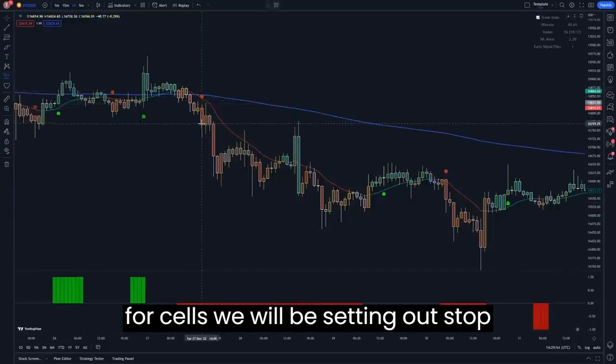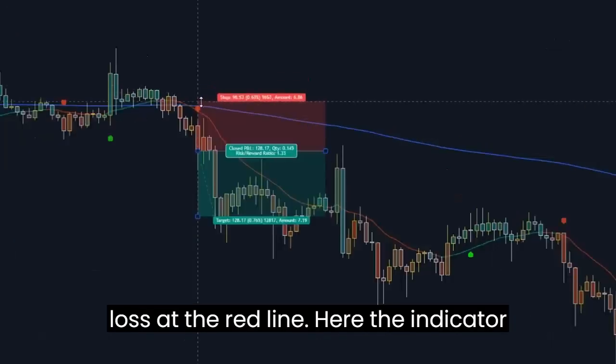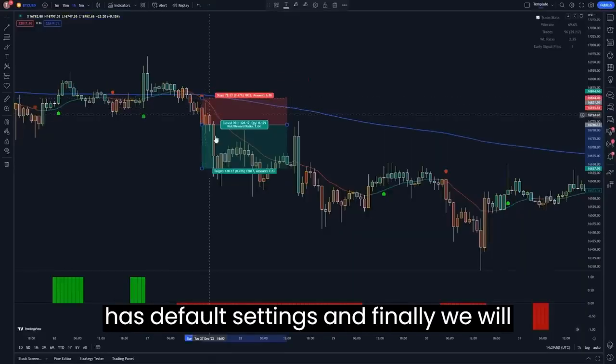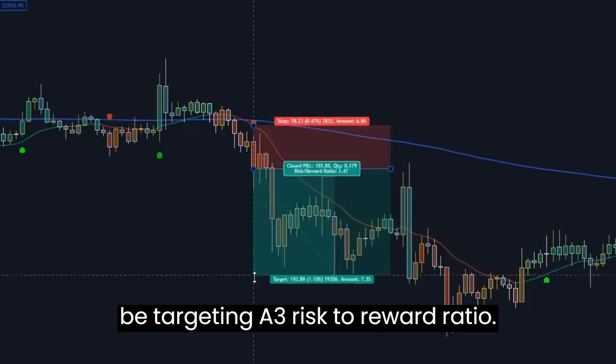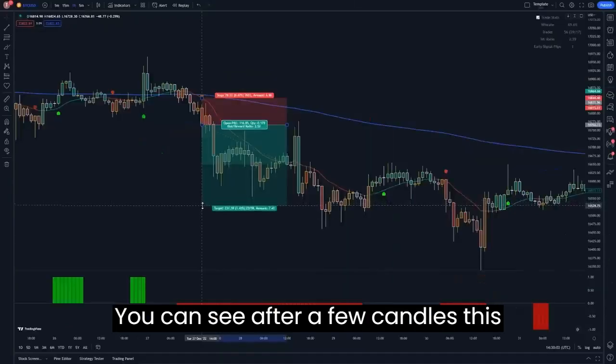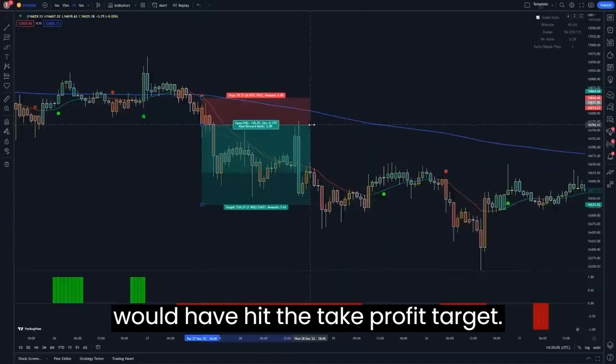For sells, we will be setting our stop loss at the red line here. The indicator has default settings. And finally, we will be targeting a 3 risk to reward ratio. You can see after a few candles, this would have hit the take profit target.